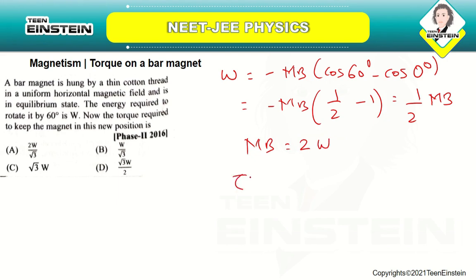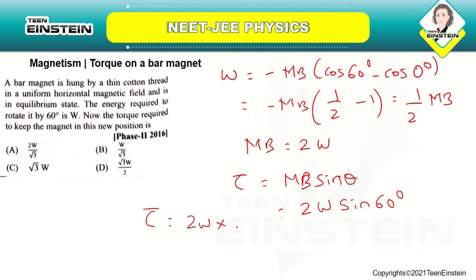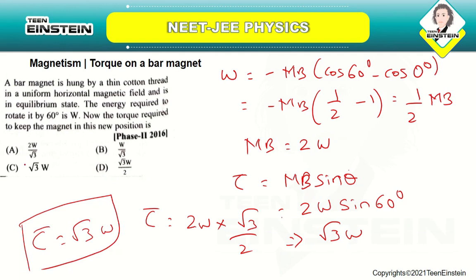So, torque required is equal to MB sin theta, which is equal to 2W sin 60 degree. So, torque will be 2W into sin 60, which is root 3 by 2. So, it is root 3 W. So, the torque required to keep the magnet in its new position is root 3 W. So, the correct answer is option number C.